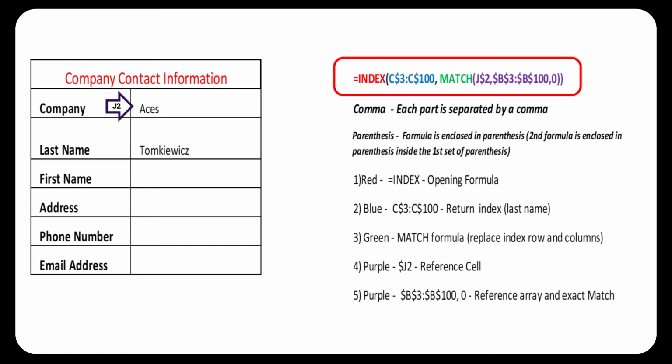So in a nutshell, this is basically telling Excel that whatever company name resides in J2, I would like the last name returned for that particular company name. So with that being said, let's go ahead and plug in our formula.